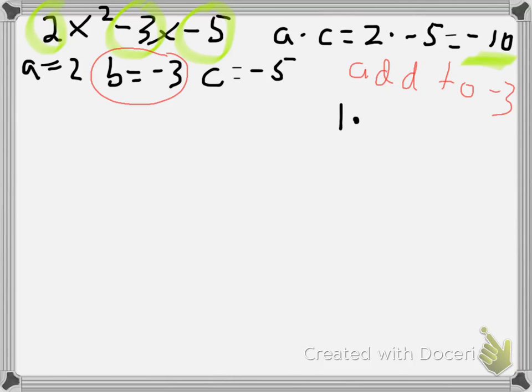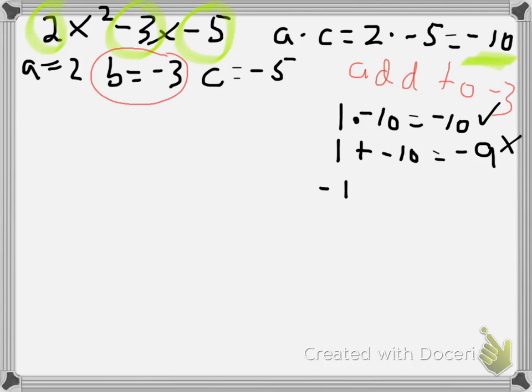Well, 1 times -10 equals -10, and 1 plus -10 equals -9. Clearly that works, but that doesn't. So let's just switch the sign around. -1 times 10 is still -10. We're happy with that. But -1 plus 10 is +9. And most people can do this part in their head and see both of them don't work. So we can't use 1 and -10.